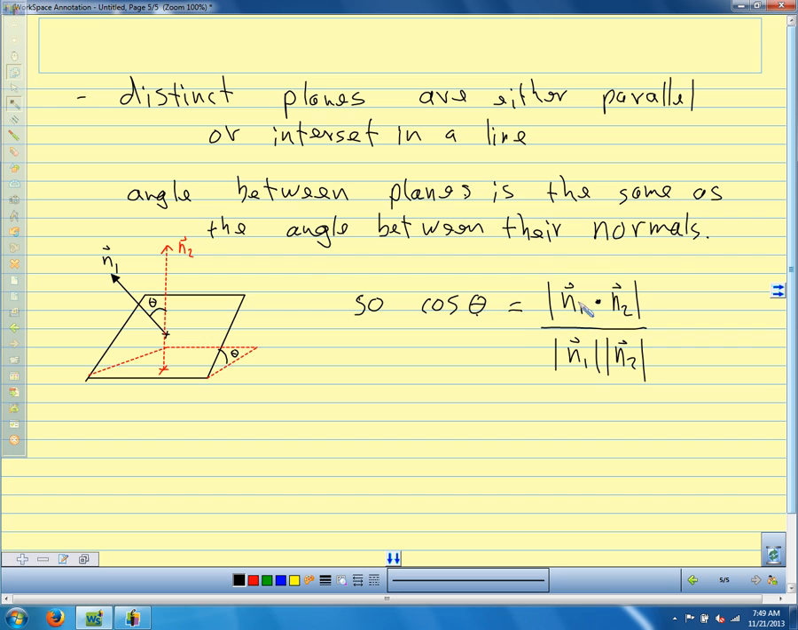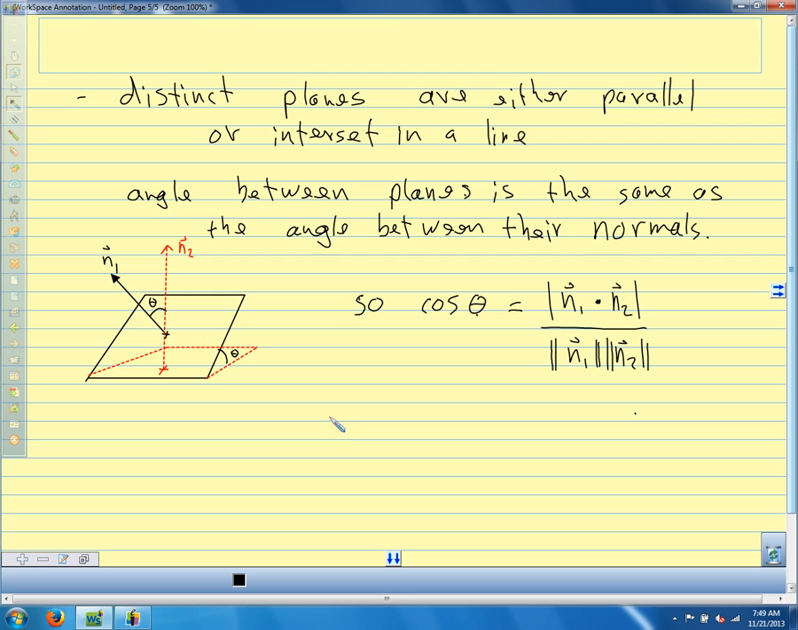Magnitude, absolute value. So the dot product is a scalar, so the bars mean absolute value. When we're talking about a vector, I guess I could put the double bars down here for our magnitude. So we're talking about an acute angle, so we take the absolute value of the dot product. So we're not interested in the sign of the dot product. We just want an acute angle.